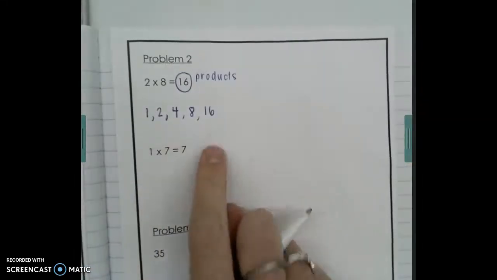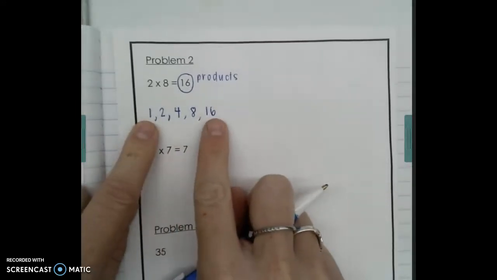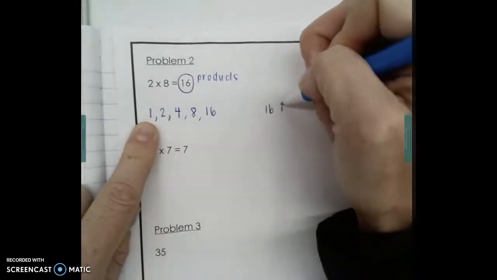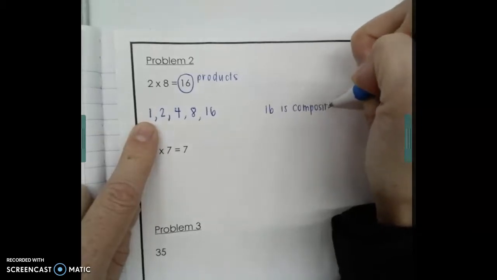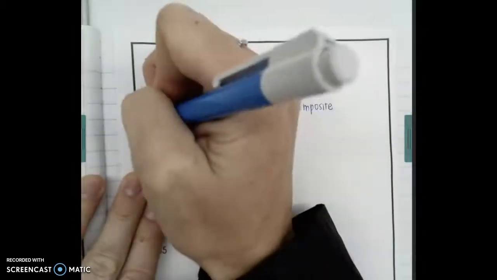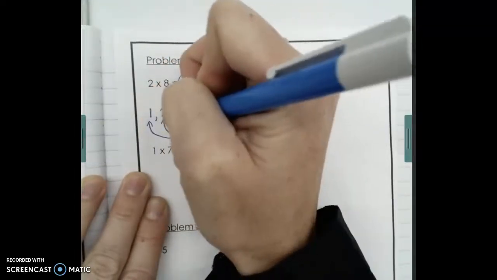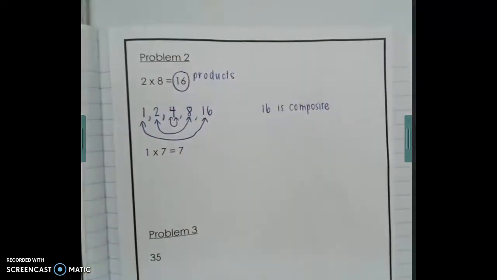Okay, so I'm listing all my factors. So right here I can see I have more than just 1 and 16. So this number cannot be prime, right? We even know it from right there. So 16 is composite. It has multiple factors in it. And then we can show our factors. It's going to be 1 and 16, 2 and 8, and it's actually 4 and 4 go together, right? Because 4 times 4 makes 16.